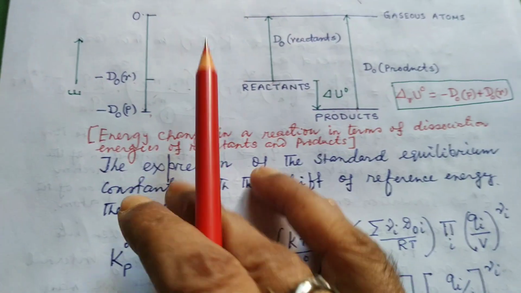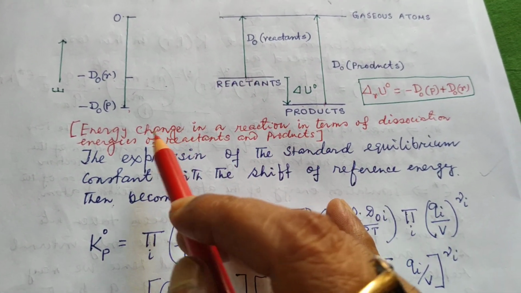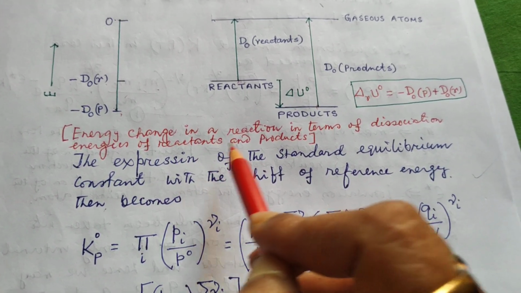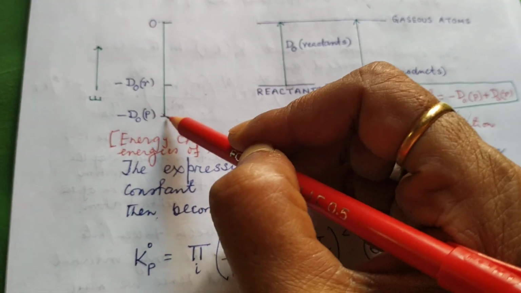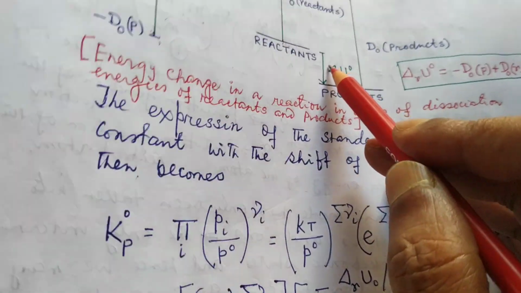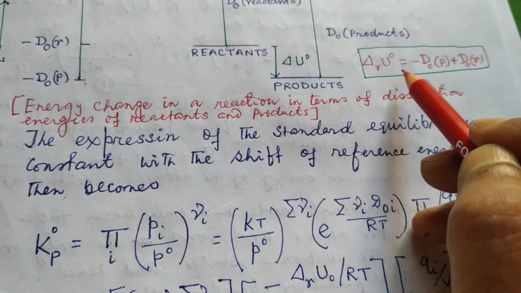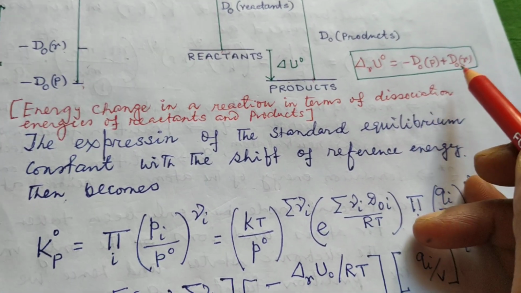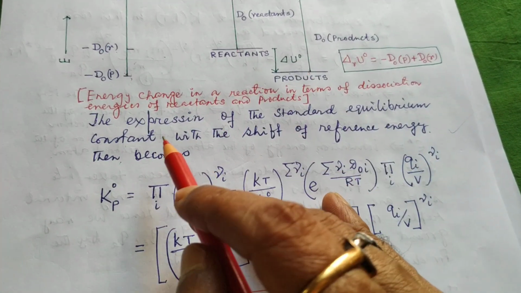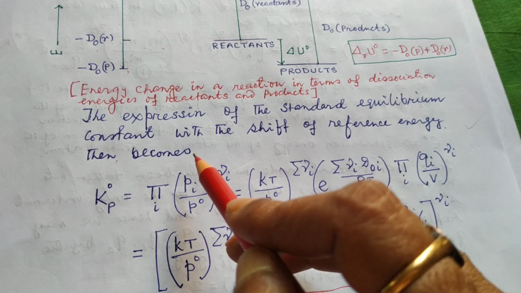Now what we have shown here is the energy change in a reaction in terms of the dissociation energies of reactants and products. So this equals minus D0p, and this equals minus D0r. So delta U0 of the reaction equals minus D0p plus D0r.